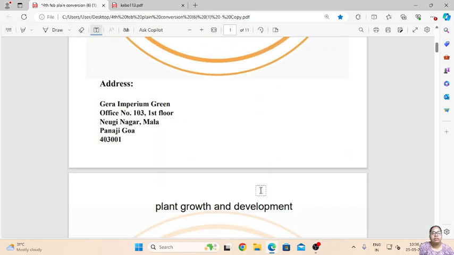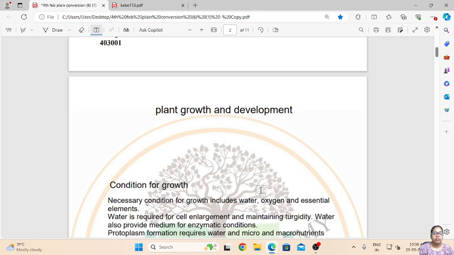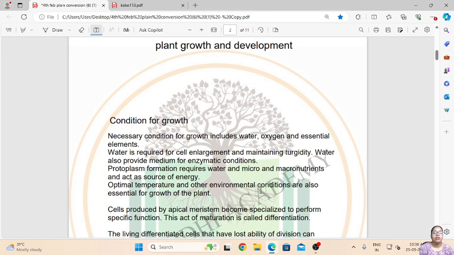So in our yesterday's class we have seen how plant growth takes place, what is growth and what is the meaning of growth rate. Today let us continue with our class and see what are the conditions for growth.